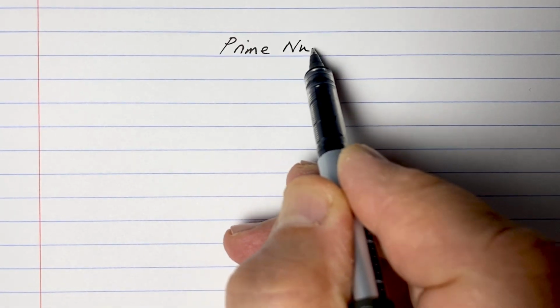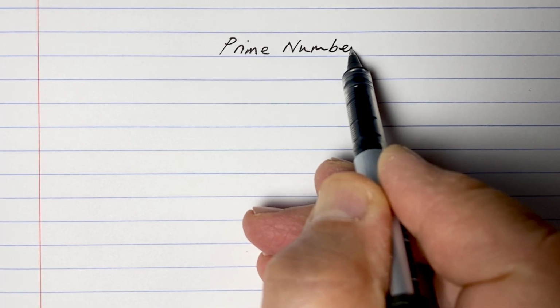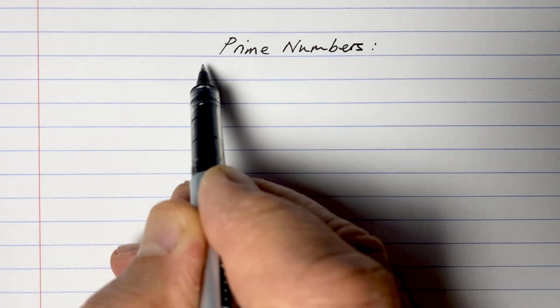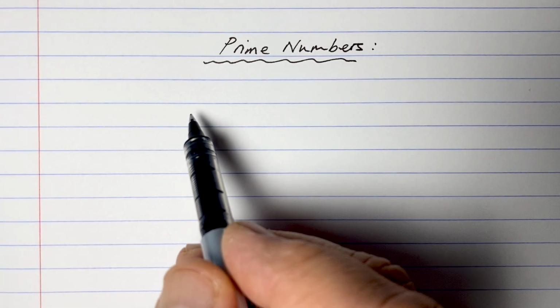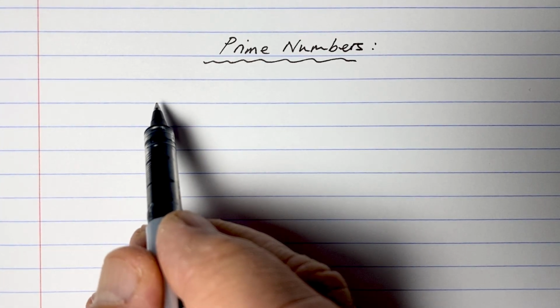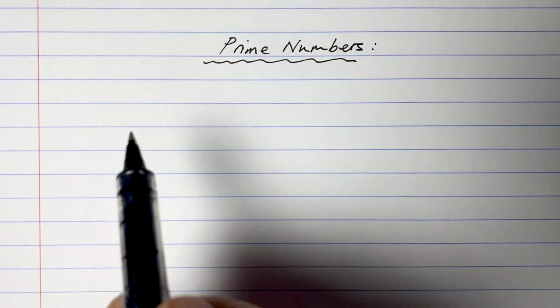I'm going to start this lesson with listing our prime numbers. Prime numbers are numbers that can only be divided by 1 and themselves.